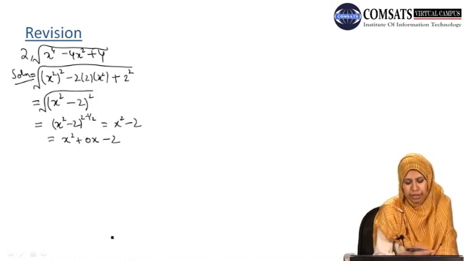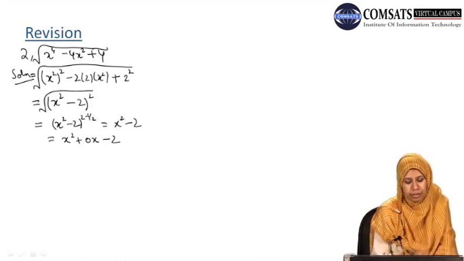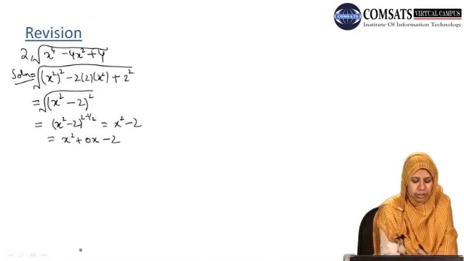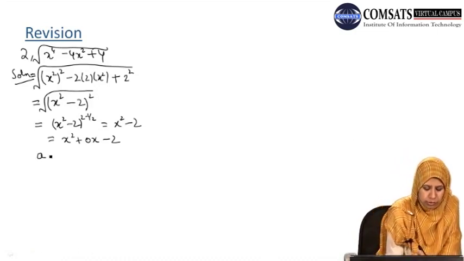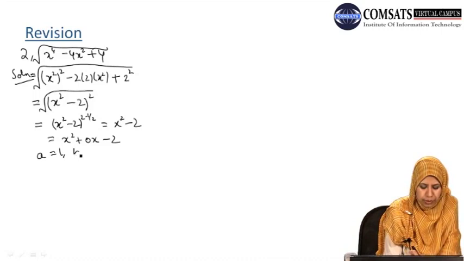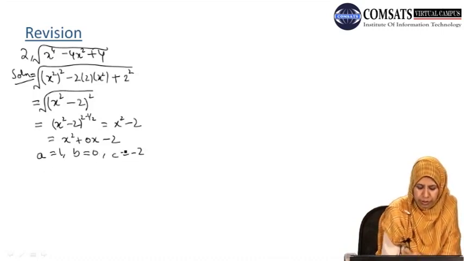So now the simplified form tells us that the given function is indeed a quadratic function with a equals 1, different from 0, b equals 0 and c equals minus 2, and this is a quadratic function.